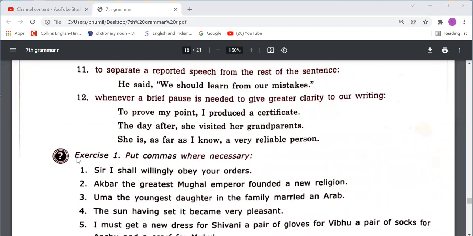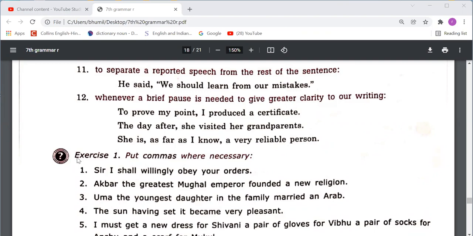To prove my point, I produced a certificate. So comma I have used here, right? Next, the day after she visited her grandparents. So this phrase is different from the sentence. To give the clear meaning, we have used here comma.